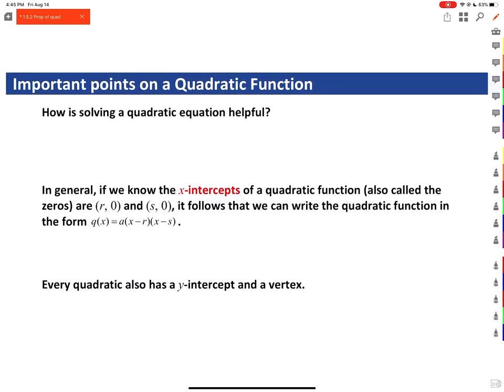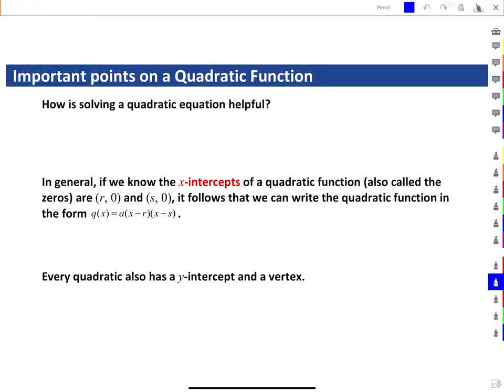Okie dokie. Important points on a quadratic function. So why would I want to solve this? I mean, yeah, it's fun, right? Moving math around, doing math, it's always fun. But why is it actually useful?